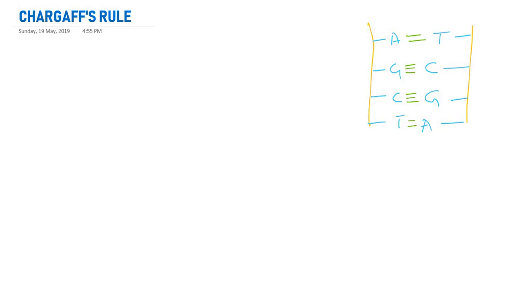In any given base pair, a purine always base pairs with a pyrimidine. You can cross-check here. You can see adenine is a purine. It base pairs with thymine, which is a pyrimidine. Guanine is a purine. Cytosine is a pyrimidine. Cytosine is a pyrimidine, but it base pairs with a purine. So a purine always base pairs with a pyrimidine. So in any given base pair, one is a purine base, and the other one is a pyrimidine.